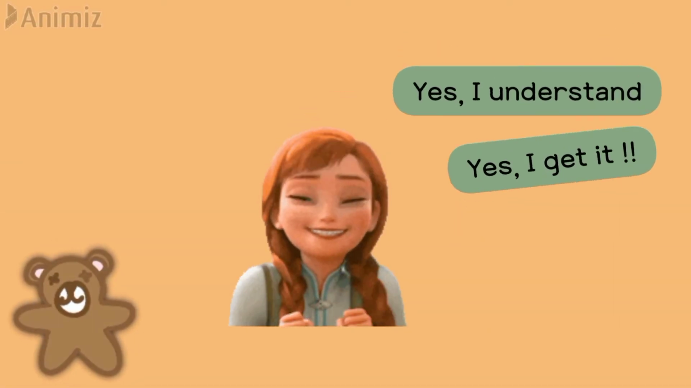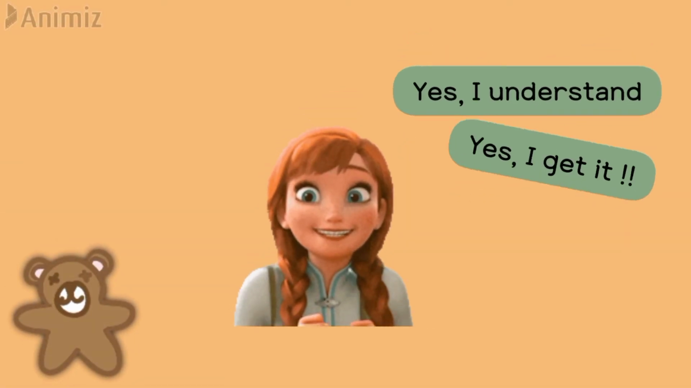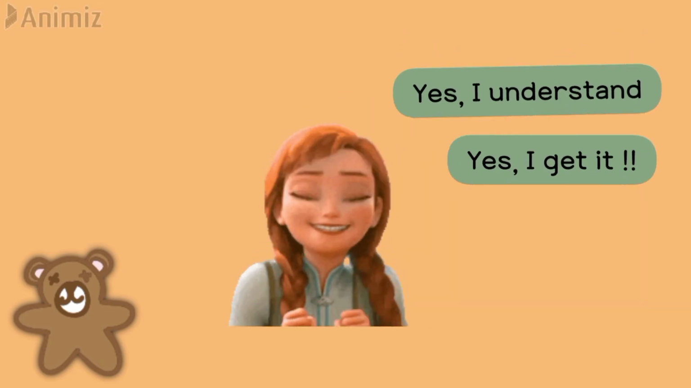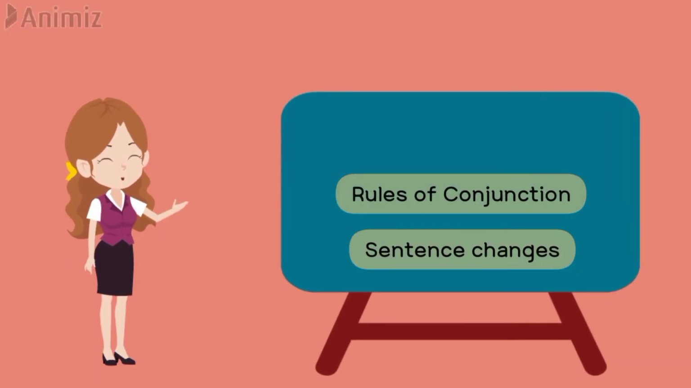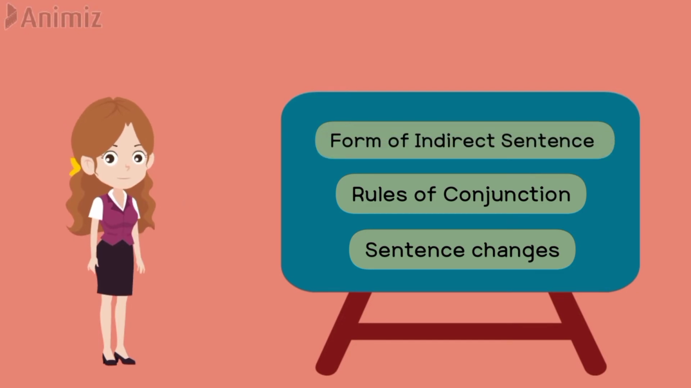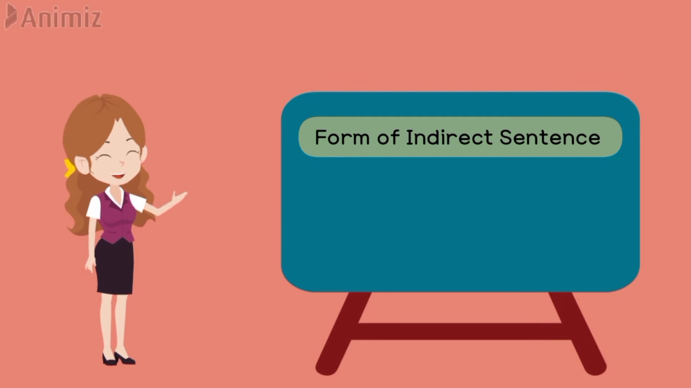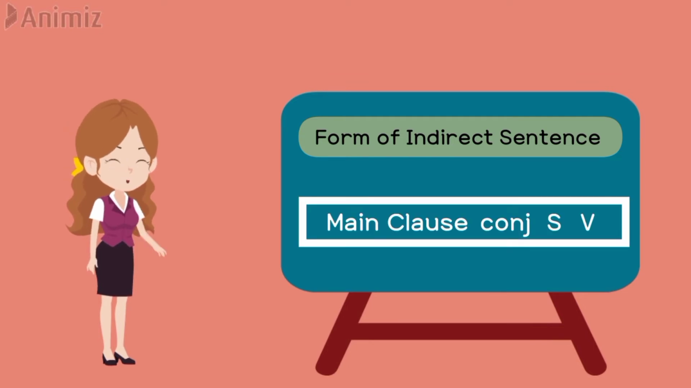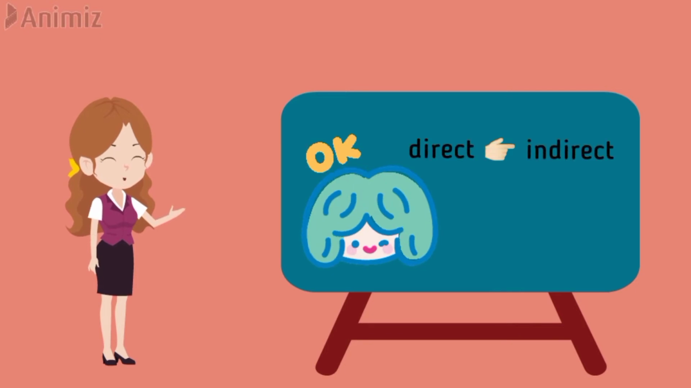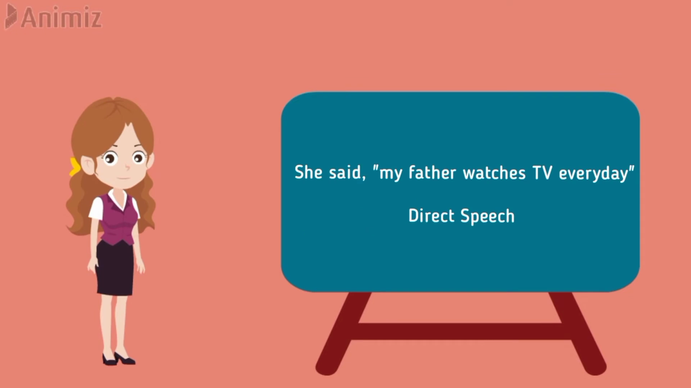Okay, after we know the definitions of indirect speech and direct speech, we are going to look at some elements that will be discussed in changing direct to indirect. Okay, simple indirect sentence patterns. The first is main clause, conjunction, subject, and verb. For example, from direct to indirect. Direct: She said, "My father watched TV every day."